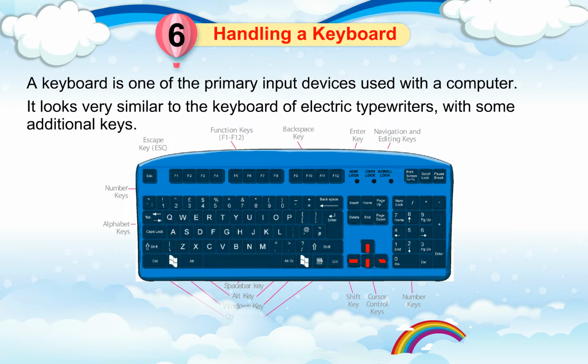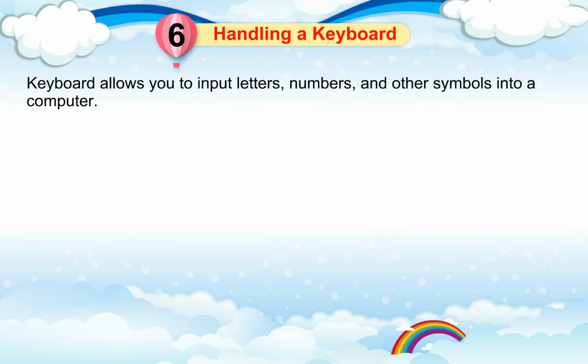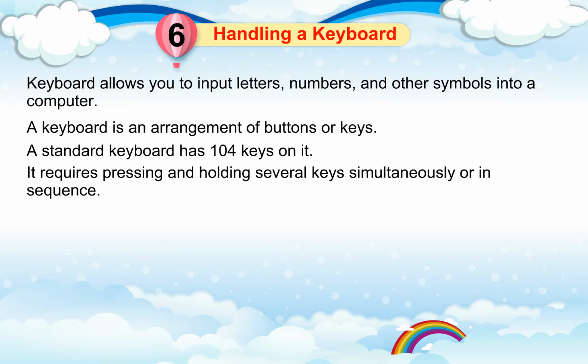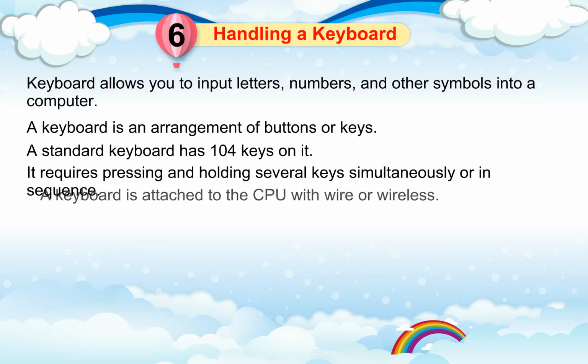It looks very similar to the keyboard of electric typewriters with some additional keys. A keyboard allows you to input letters, numbers, and other symbols into a computer. A keyboard is an arrangement of buttons and keys. A standard keyboard has 104 keys on it. It requires pressing and holding several keys simultaneously or in sequence.